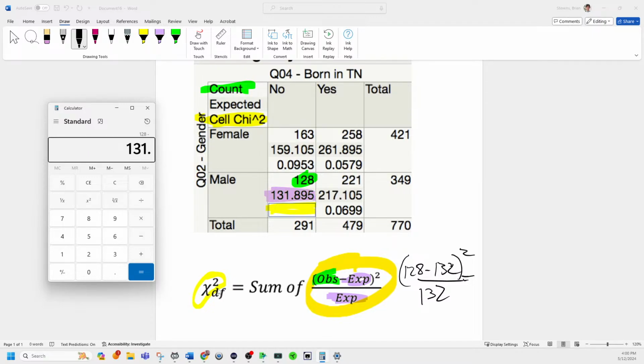Now, if you're wondering the reason we square it, it's so everything is always positive. If you didn't square it, the deviations would actually go to 0, and we don't want that. We want to get a sum of the deviations. So you square it so they're positive, and there is the cell chi-squared.